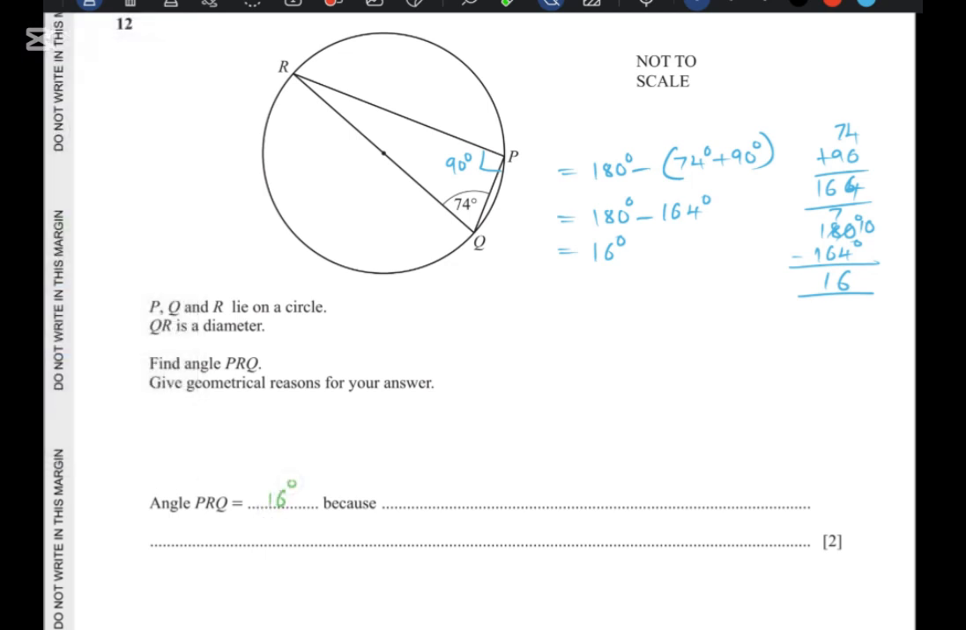16 degrees because angle in a semicircle is 90 degrees, and then angles of the triangle add up to 180 degrees. Question 12 is done.